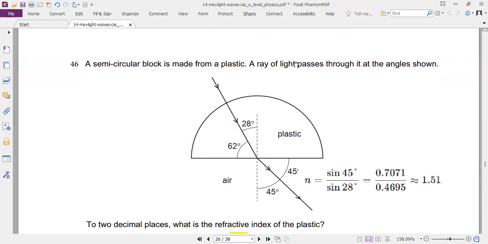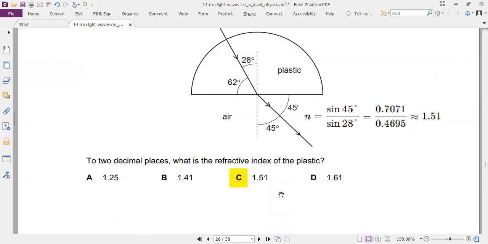So we have to find the refractive index of the plastic. We have angle of incidence 28, angle of refraction 45. Remember, the angle that is used here is the angle in the denser medium as the numerator, because it is going from a denser to a less dense medium. So that's why we will use sine 45 over sine 28, which is 1.51. That is the refractive index.